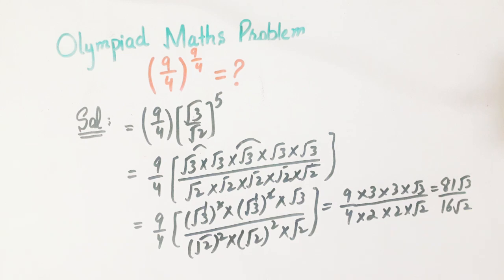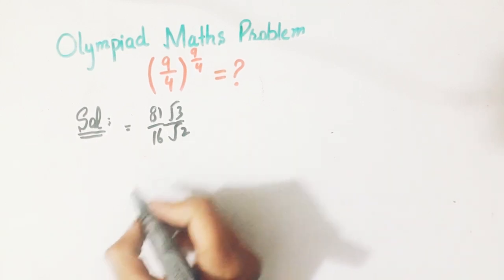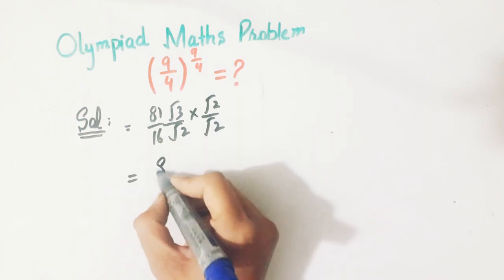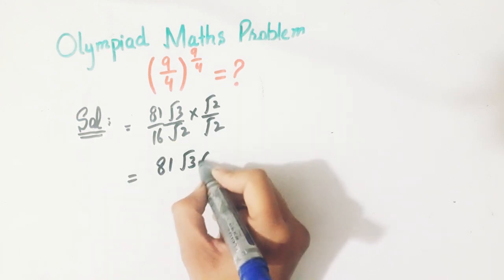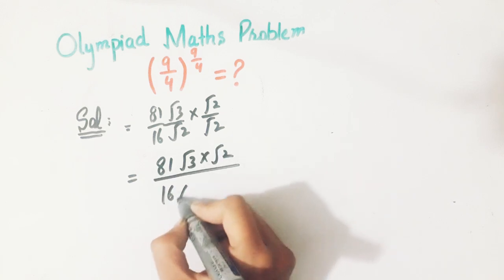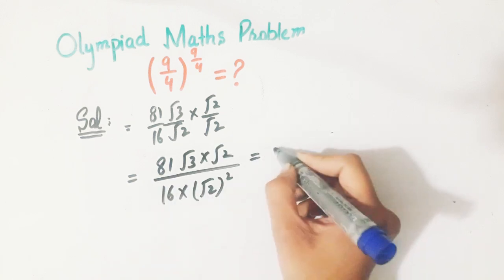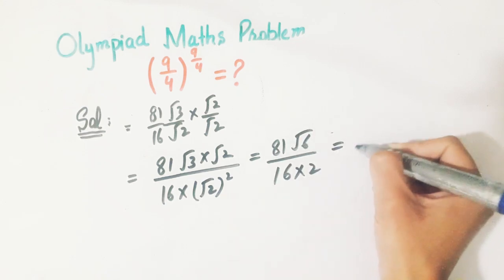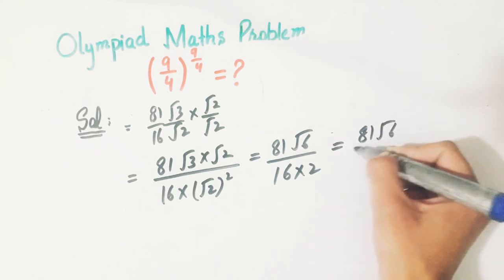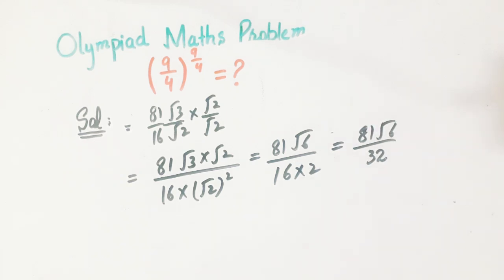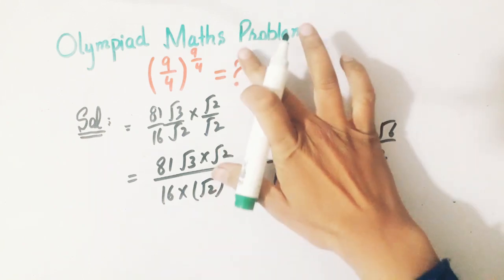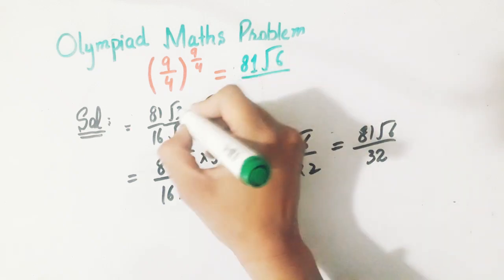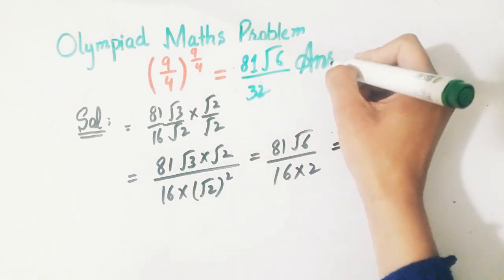Now we will solve this further by rationalization. So multiply and divide by square root of 2. So we get 81 square root of 3 multiplied by square root of 2 over 16 multiplied by square root of 2 whole squared. So 81 square root of 6 divided by 16 multiplied by 2. So we get 81 square root 6 by 32. So this is the final answer: 81 square root of 6 divided by 32.